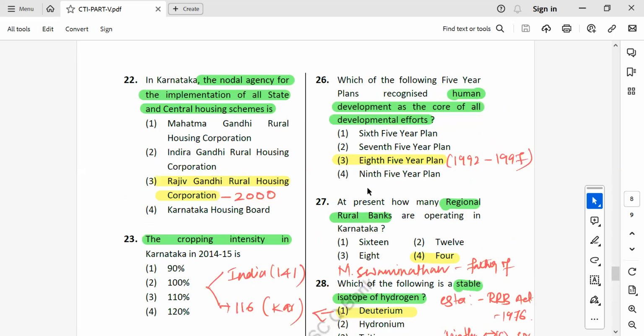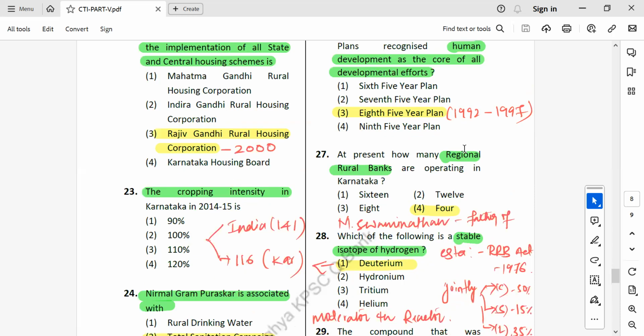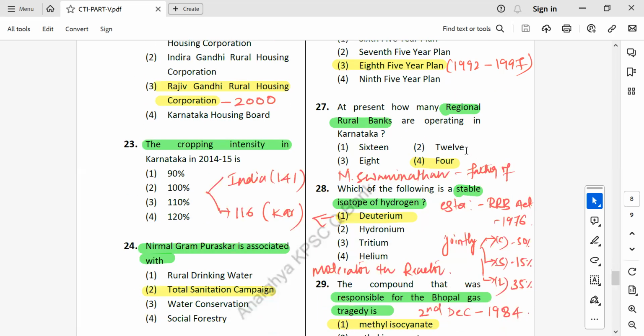Then this is very important. Last time we have seen the 5-year plans 1, 2, 3, and human development as a core of all the development efforts was given in the 8th 5-year plan, in the year 1992 to 1997. This is very important. See, this is a very old question. Still, planning-related topics will be important from the examination perspective.